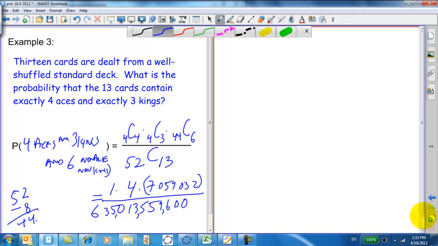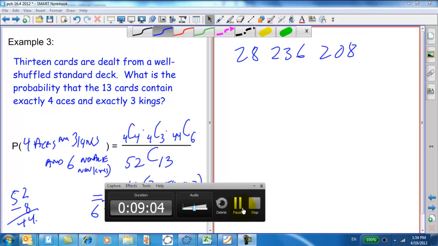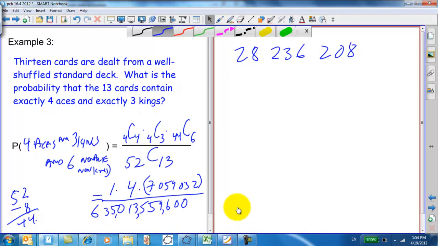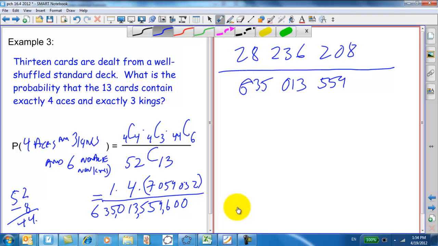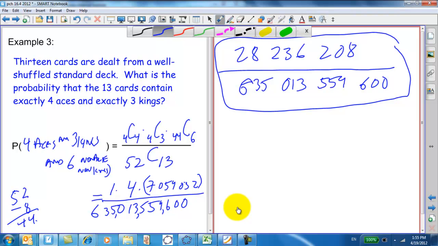Well, I just multiply out the numerator, 4 times 7,059,052. And we get 28,236,208. Over the bottom, which is 635 billion, 13,559,600. You can stop at that point. Let's go ahead and divide it out to see what we get here. See if it reduces at all.